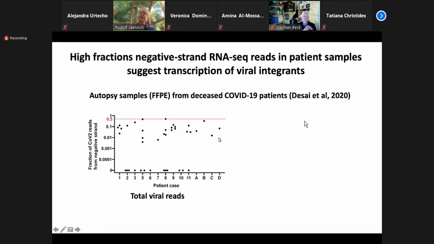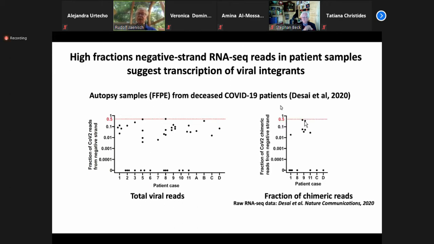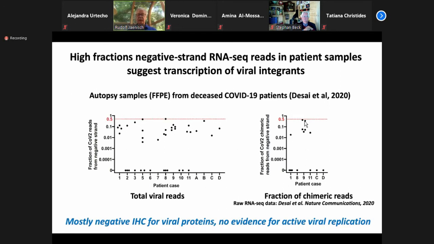Are these negative viral strands seen in the chimeric reads? For those, we could look at them. There were not that many we could detect because of the length of the reads. Yes, some of those had 50% of the viral component in the chimeric reads being negative, and some others had less. So the conclusion was mostly negative.